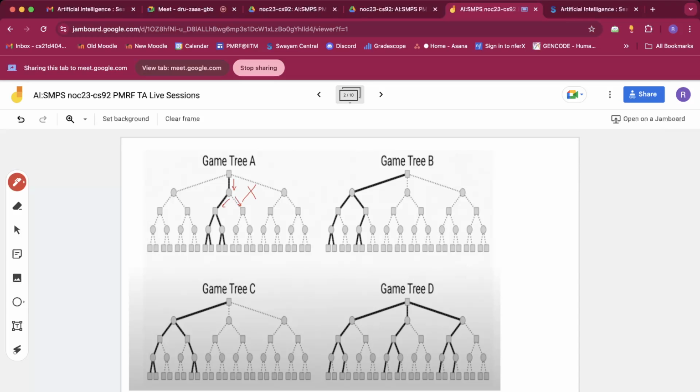Let's look at game tree B. We select one child of the max node, both children of the min node, then again one child of the max node, and both children of the min node. So game tree B is a correct strategy. Similarly, game tree C is also depicting a valid game tree.